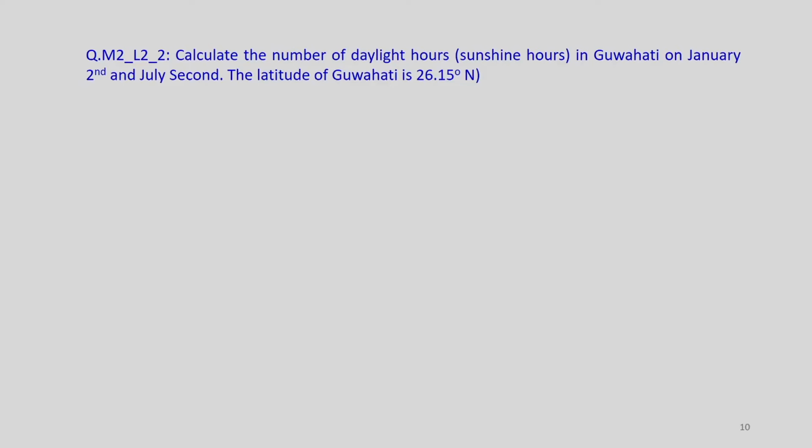Okay. So, again let us solve one more problem. This problem goes something like, calculate the number of daylight hours, that is sunshine hours, in Guwahati on January 2nd and July 2nd, and latitude of the Guwahati is given to you as 26.15 degree north.